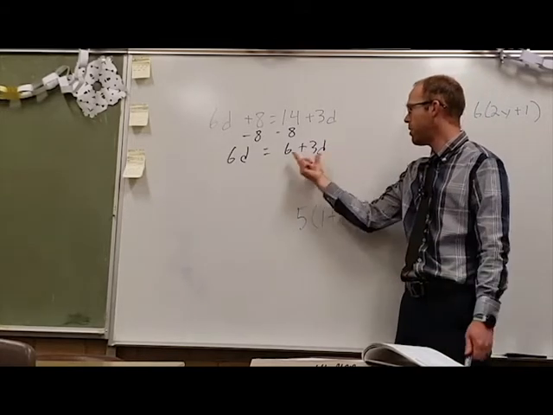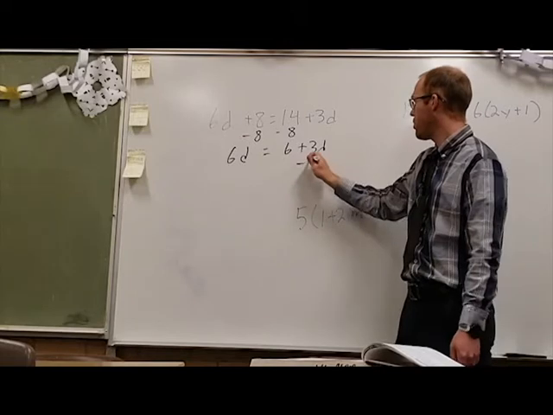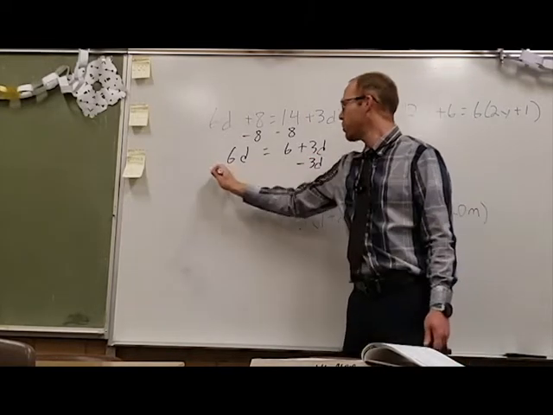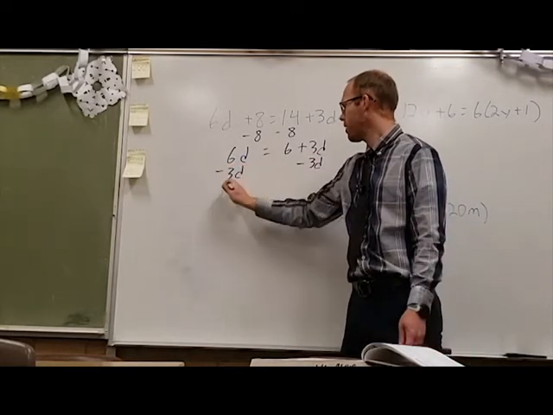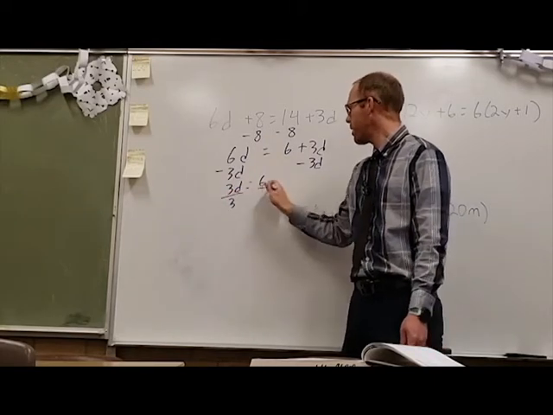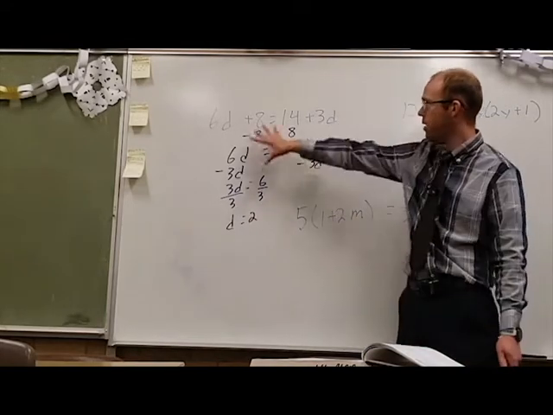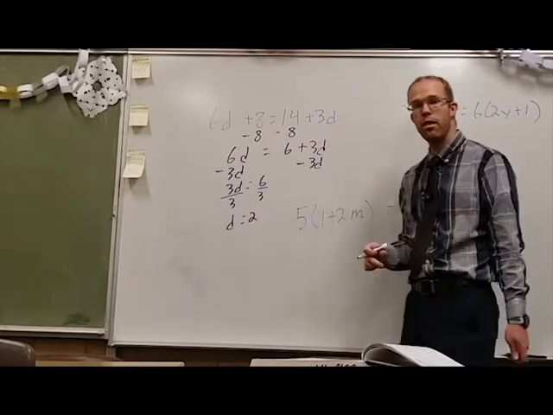Let's now get the d terms together. So we want to eliminate this one completely. We're going to choose to subtract by 3d, subtract by 3d, and that gives us 3d equals 6. Finish this out by dividing, and we get d equals 2. So far everything is exactly like what we've been seeing before.